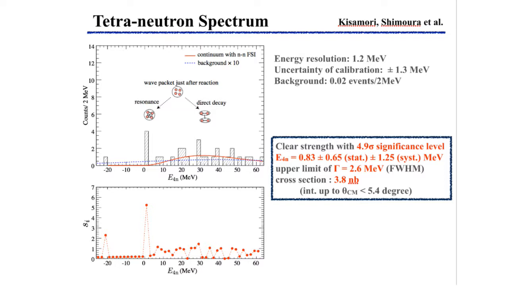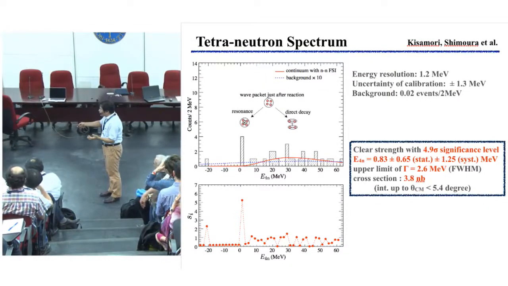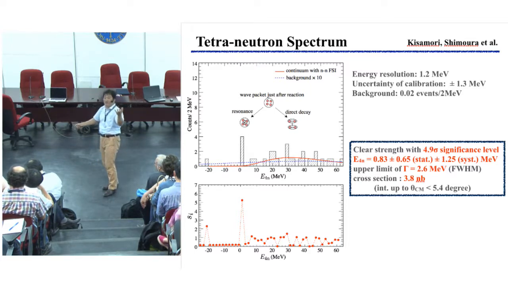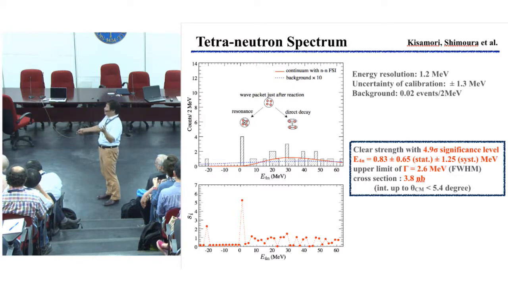Still photons, it is quite significant. At the level of significance, it is 5 sigma. From the experiment, the centroid energy of this tetraneutron state is 0.8 MeV beyond the threshold. But at this moment, we cannot exclude the possibility that it is bound, because our uncertainty of the absolute value of excitation energy is more than 1 MeV.